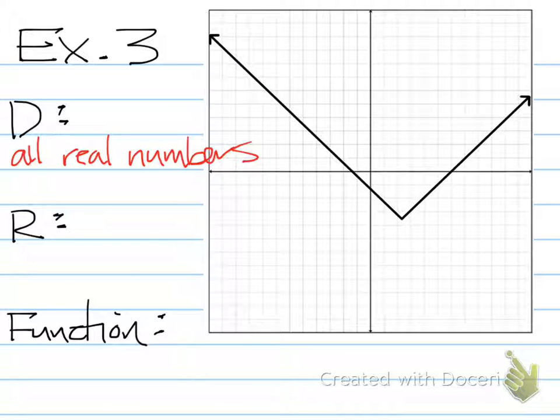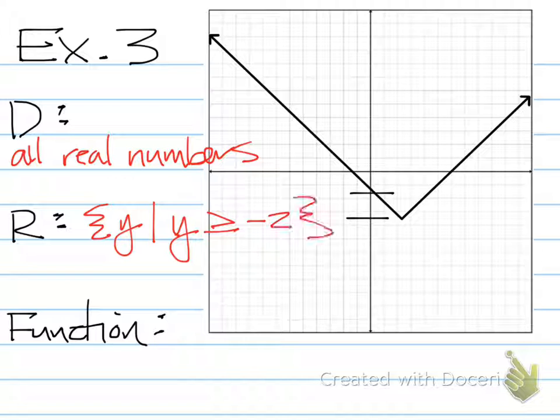And the range, if we add the coordinates there, the smallest y coordinate, or the furthest down that the graph goes, is -2. And then it goes forever and ever upward. So the range is going to be all values of y such that y is greater than or equal to -2. And since this graph will pass the vertical line test, it is a function.